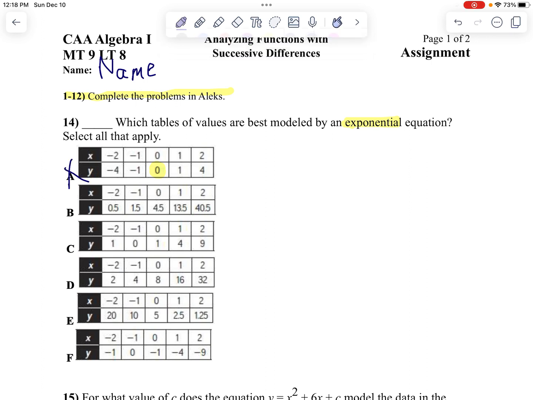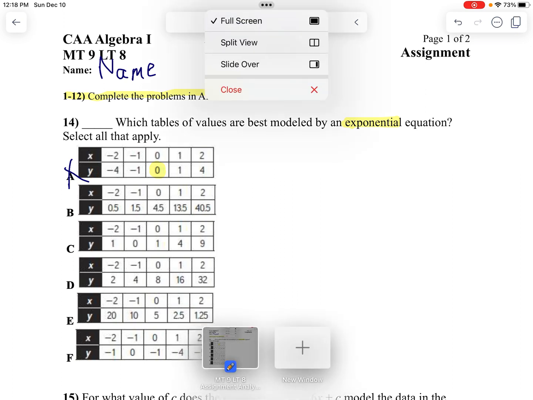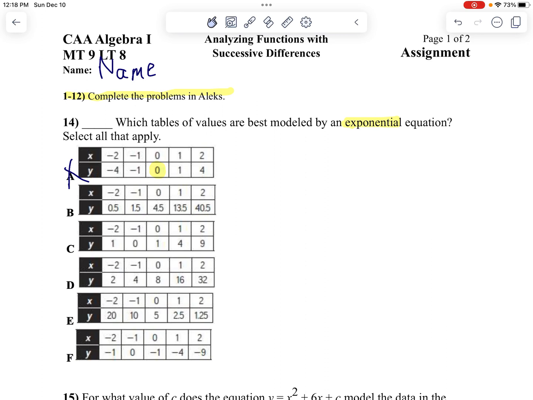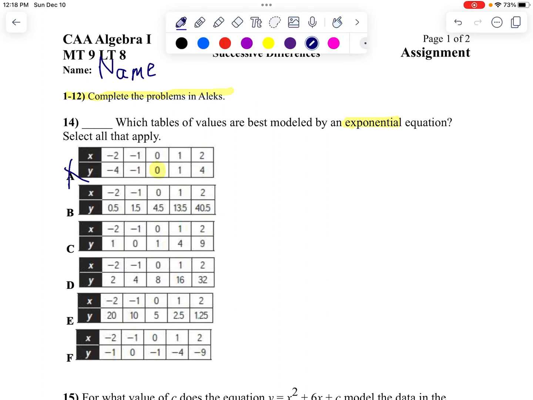Let's look at B. Now, if I look at letter B, what do I multiply to go from 0.5 to 1.5? Well, that'd be 3, wouldn't it? Or the way to think about it, what's 1.5 divided by 0.5? Well, that's 3. Do I multiply by 3 to everything else? That is, what's 3 times 1.5? That's 4.5. What's 3 times 4.5? That's 13.5. What's 3 times 13.5? Well, that's 40.5. So B is definitely exponential.